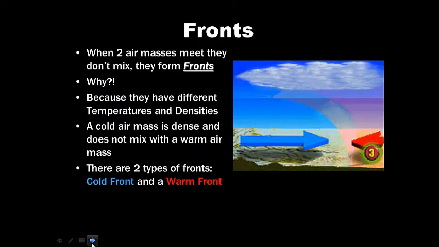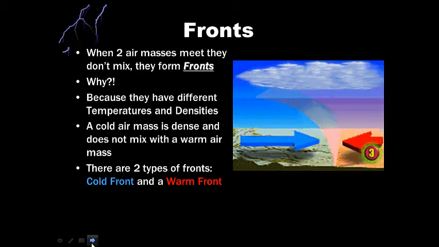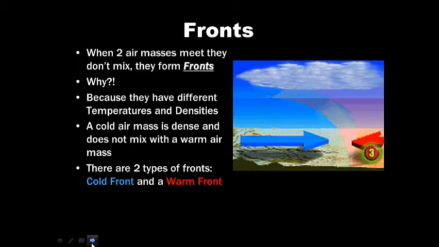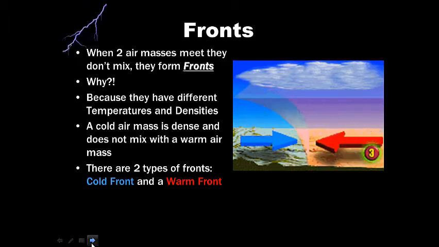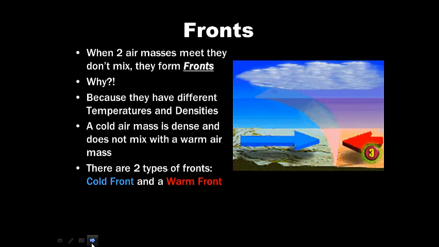All right, fronts. When two air masses meet, they don't mix, at least for a while. They form fronts. So these two air masses kind of battle it out. Because they have different temperatures and densities, they don't mix. A cold air mass is dense and does not mix with a warm air mass, because cold air is essentially, think of it as heavier, and the air molecules are closer together. Warm air mass, they're spread out, and it's less dense, lighter.